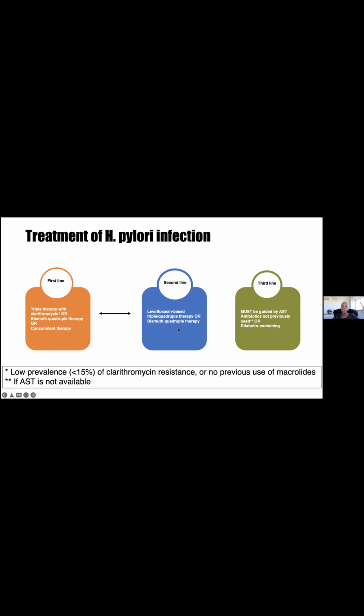And then if the patient recurs with symptomatology or positive H. pylori tests, then you use a second line regimen. And basically you want to use antibiotics that you didn't use the first time around.